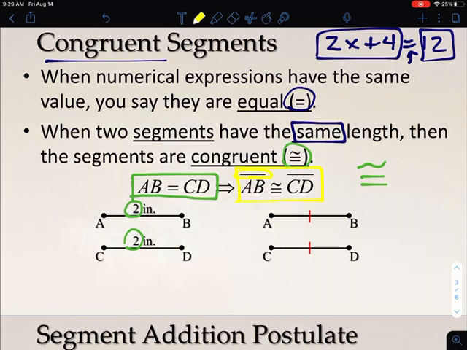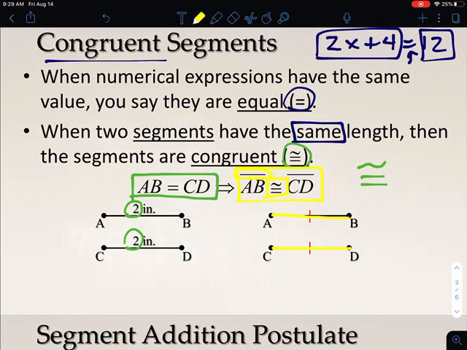So now we've changed the notation. We have this line segment symbol. As soon as we add that, we need to change our symbol between. Segments are not equal to each other. So line segment AB is not equal to line segment CD. They're congruent, and it's really important to make that distinction. So when I look below here, I'm saying this segment AB is exactly the same as this segment CD. So we're saying they have the same length.